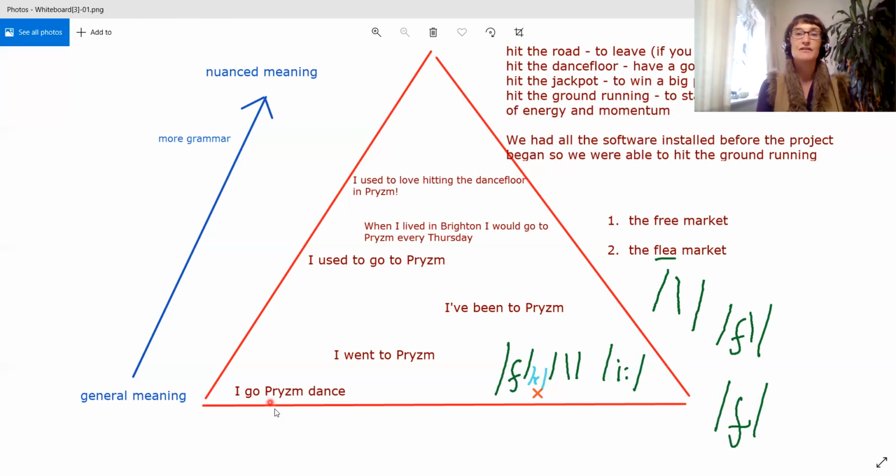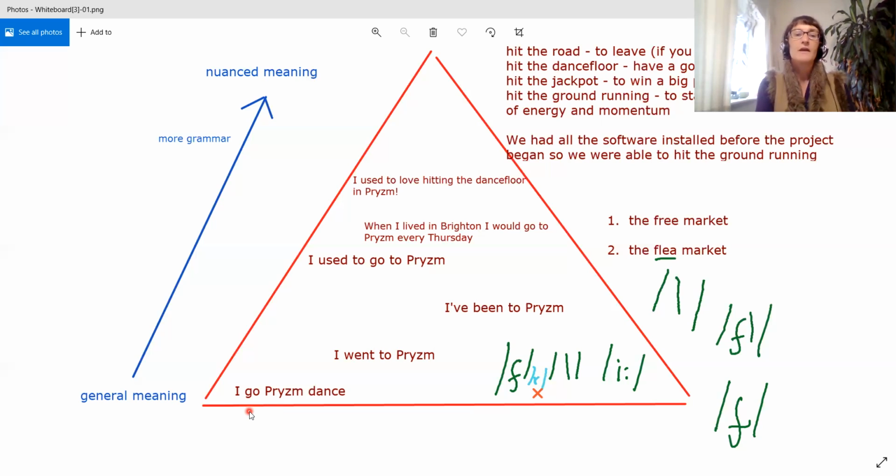And they have a student night there every Thursday. And so every Thursday, lots of students from my language school would go to Prism and they'd come into the school on Friday with a headache, feeling quite tired. And so for a beginner, I go is all right for the past. Teacher, teacher, I go Prism. I go yesterday. Or for the present, teacher, teacher, I go lunch. I go lunch now.